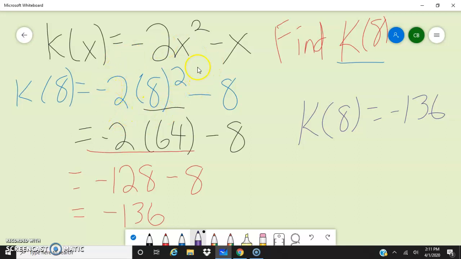That is the biggest mistake that I see right here. A lot of people would like to not do the exponent first, but they want to go ahead and multiply this negative 2 times 8. You're going to get a different answer if you go that way. So go ahead and do the exponent in the order of operations first.